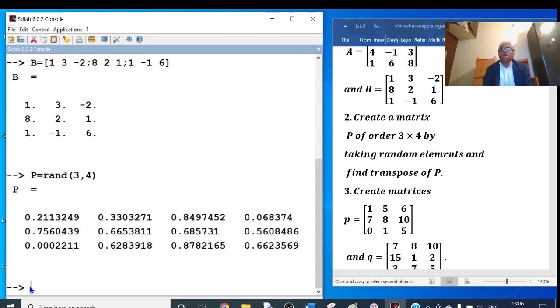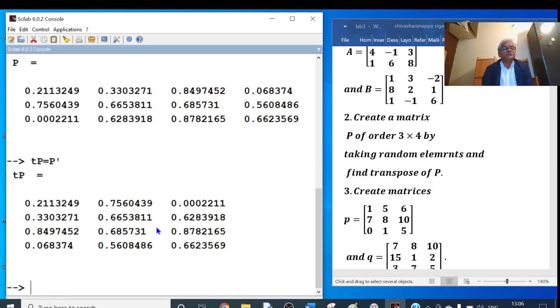And here what we need to do is find the transpose of P. I will name it TP. TP is equal to, to get the transpose, I have to write P dash. This gives the transpose. This is the command to find the transpose of a given matrix, just P dash.